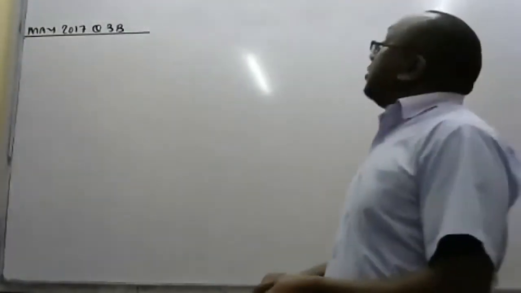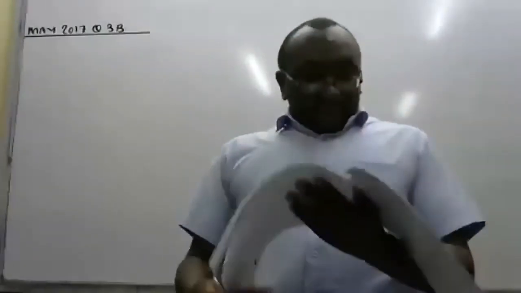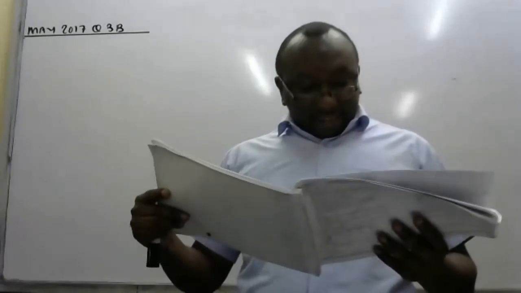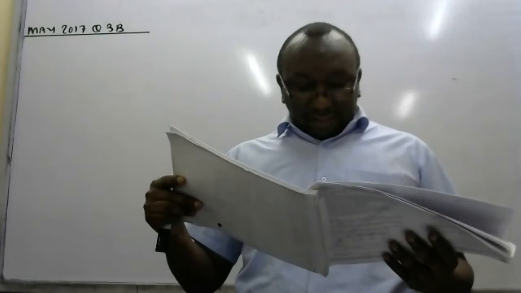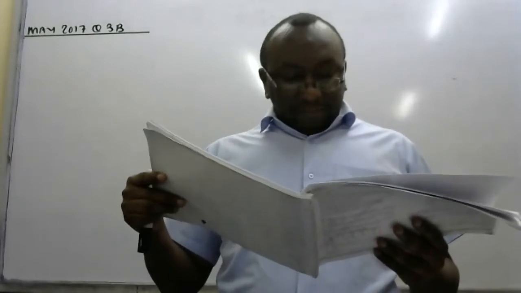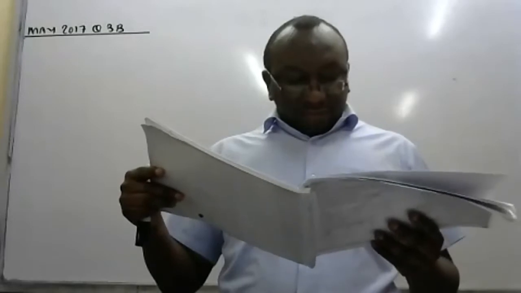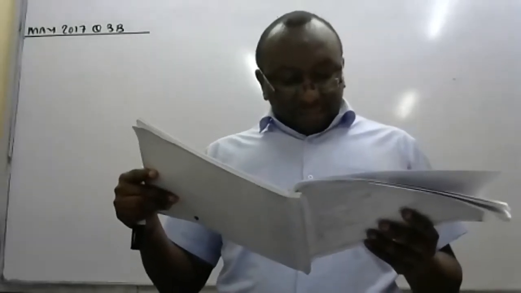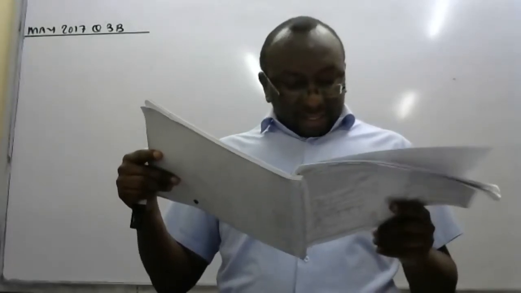Okay, so the question of May 2017, question 3B, says that Green Furniture Limited manufactures 2 models of plastic chairs, C1 and C2, from plastic waste using 2 automated machines, X and Y. The following information relates to the production of the 2 models of chairs for the coming year. We have maximum units, selling price, machine time in hours, X, Y.